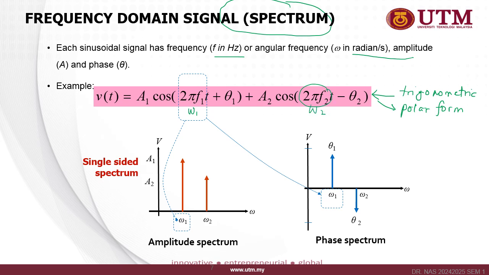For the amplitude spectrum, at omega 1 the amplitude is A1, and at omega 2 the amplitude is A2. The same goes for the phase spectrum. When you have omega 1, the phase is theta 1. When the frequency is omega 2, the phase is negative theta 2, so the signal is pointing down.